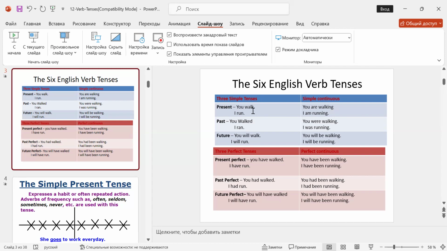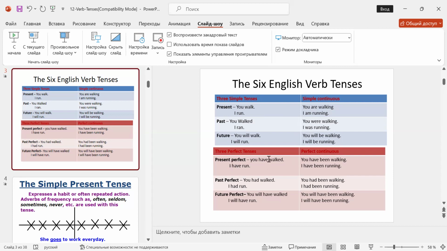For example, in the present simple, you say you walk and I run. In the present continuous, you say you are walking, I'm running. You have to use continuous tenses. In the past simple, you must say you walked and I ran. In the past continuous, you were walking and I was running. In the future simple, you will walk and I will run. In the future continuous, this action will be done in the future. You will be walking and I will be running.